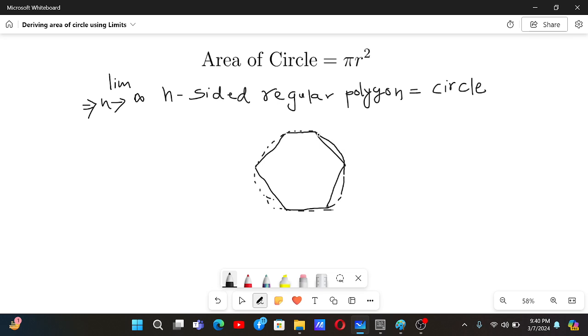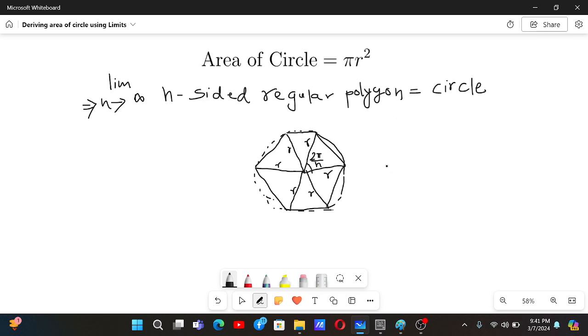Let's say this is the center, and if it's regular, all the central angles will be equal. Basically the total angle is 2 pi, and if there are n sides, this angle will just be 2 pi over n. Let's say the distance from the center to a vertex is r, and since it's a regular polygon, all of them will just be r. Now if we want to find the area of the regular polygon, we can find the area of one triangle and multiply it by the number of sides.